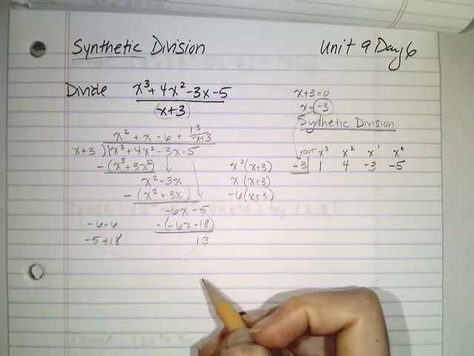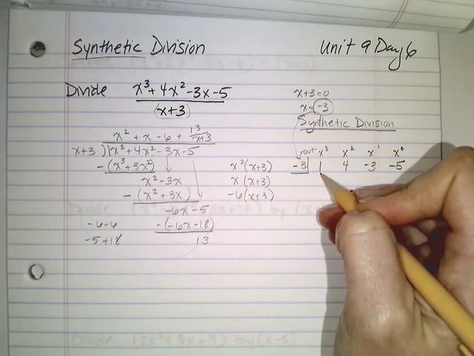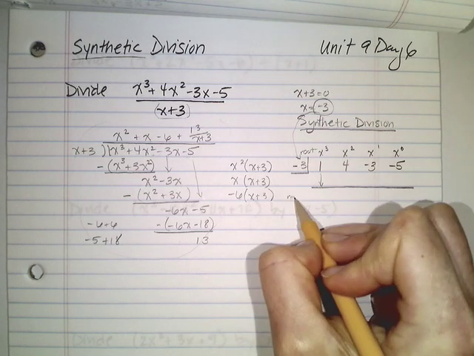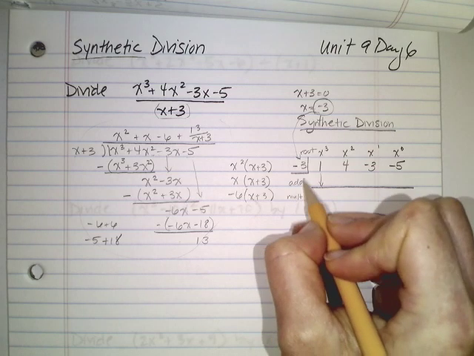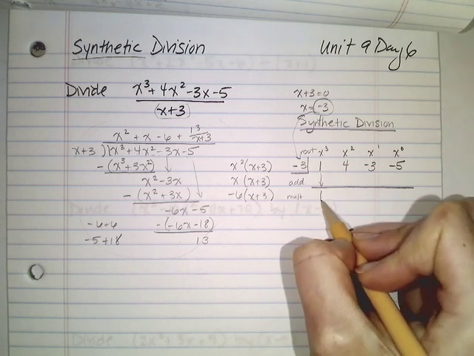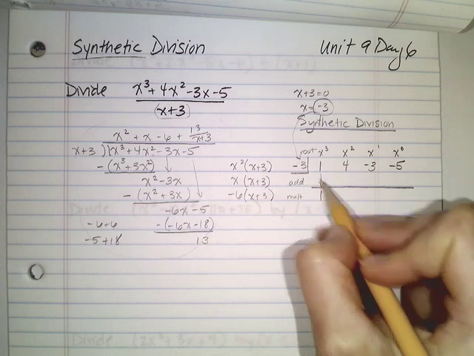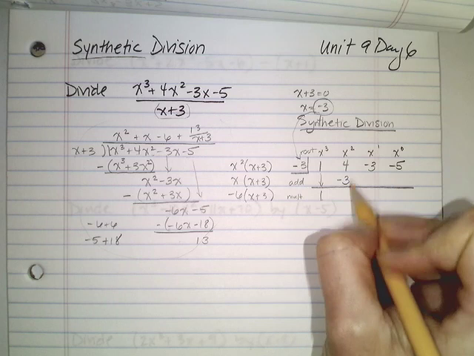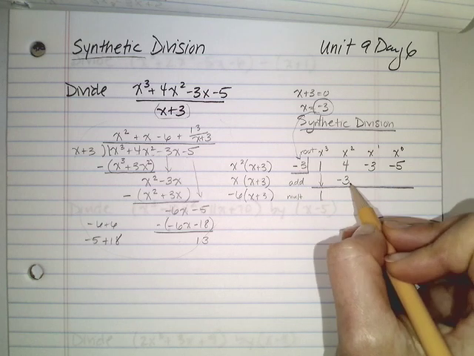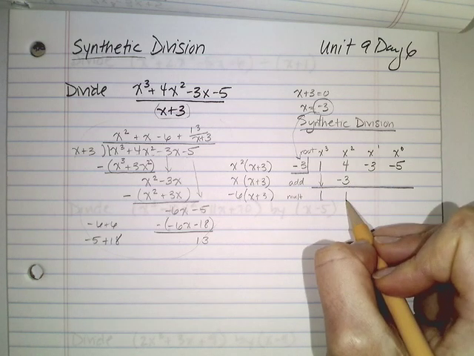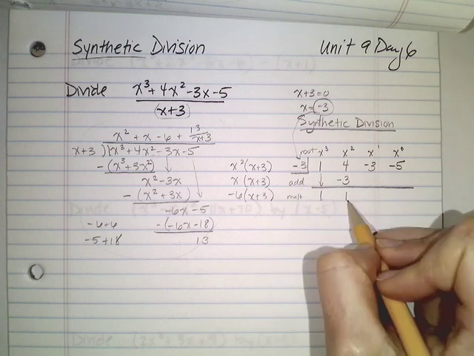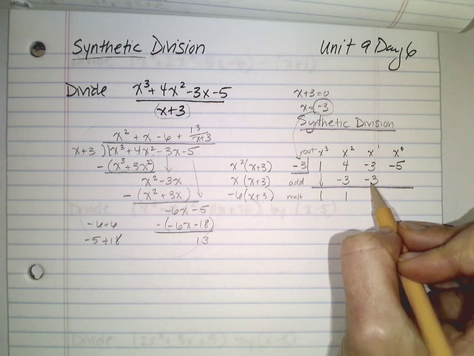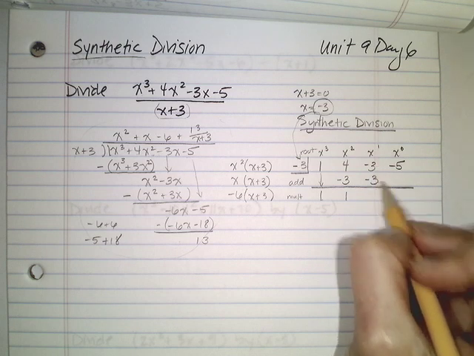Now, with synthetic division, you have to start by bringing down the 1. So you multiply below, you add above. 1 comes down. Negative 3 times 1 gives me negative 3. I'm above the line, so now I add. 4 plus negative 3 is 1. Negative 3 times 1 is negative 3. I'm above the line, so I add. Negative 3 minus 3 is negative 6.